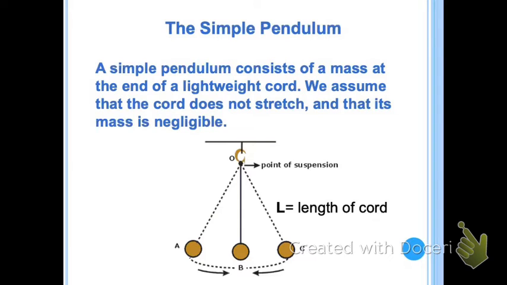Okay, there's lots of places we see pendulums in everyday life. Name a couple of them. We talked a little bit about them the other day, but what's a couple ways that we see pendulums in everyday life?